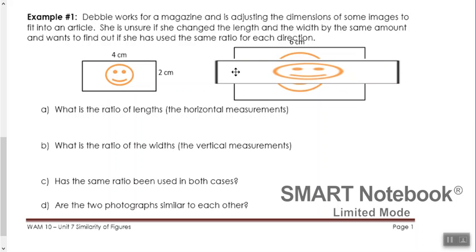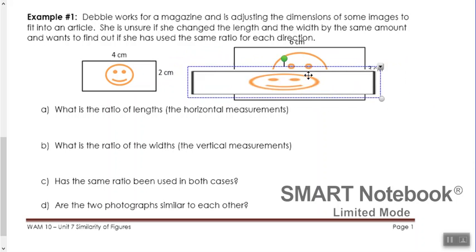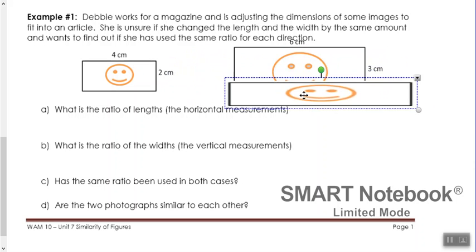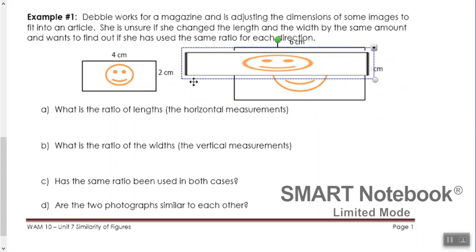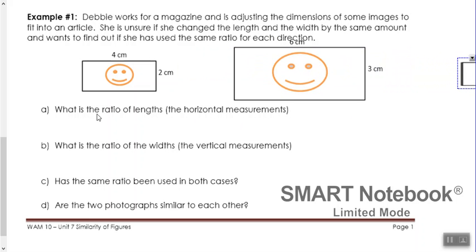So this would be a problem if, for example, we got something that looked like this. So as we can see, we have changed the width by a different ratio than the length, and we get an image that gets distorted. So Debbie doesn't want a distorted image. She wants them to look proper. So we should check if they are similar.